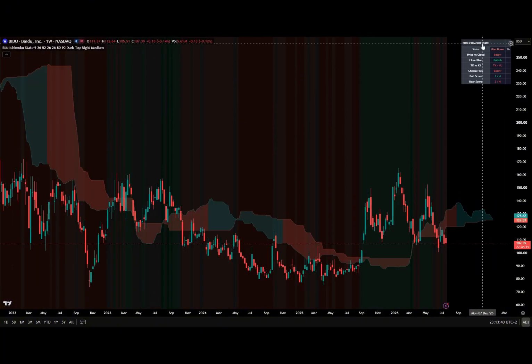All the detail lives in the panel, in the top right corner. The top row is the state and how many bars it has held, so you can see if it is fresh or mature. Then the 4 criteria, 1 line each, price versus the cloud bias, the Tenkan-Kijun cross, and the lagging span. And the 2 scores at the bottom, bull and bear, out of 4. That is what drives the state. Read the state for the summary, the criteria for the reason, the score for the strength.